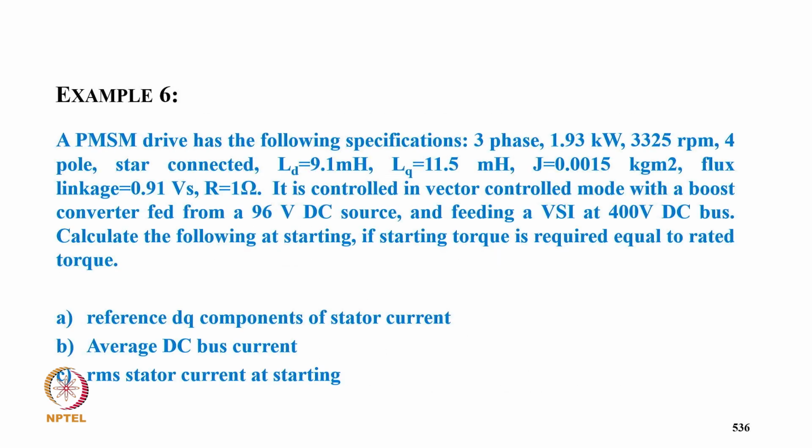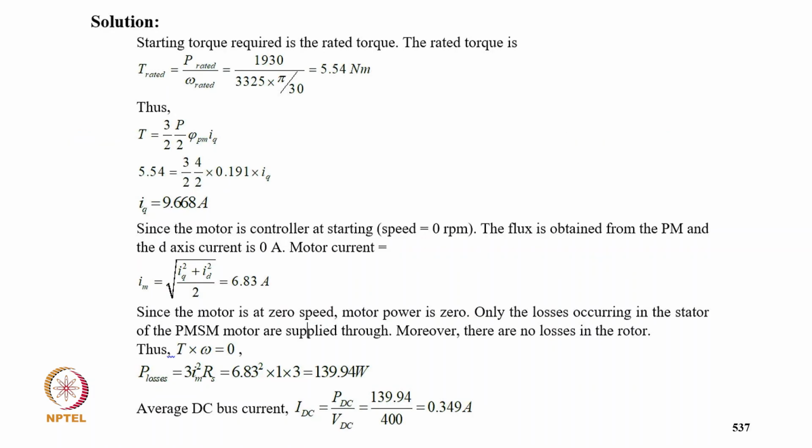Now coming to example 6: a PMSM drive has the following specification: 3-phase, 1.93 kilowatt, 3325 RPM, 4-pole, star connected, LD equal to 9.1 millihenry, LQ equal to 11.5 millihenry, and J equal to 0.015 kg meter square. Flux linkage is 0.91 volt second, R equal to 1 ohm. It is controlled in vector control mode with a boost converter fed from a 96 volt DC source and feeding a VSI at a 400 volt DC bus. Calculate the following at starting. If starting torque is required equal to the rated torque: reference DQ components of stator current, average DC bus current, and RMS current at starting.